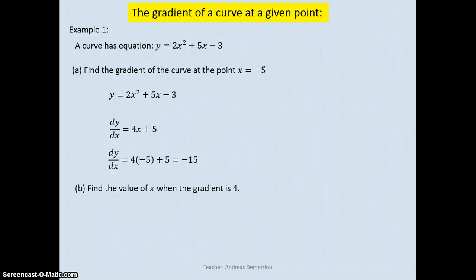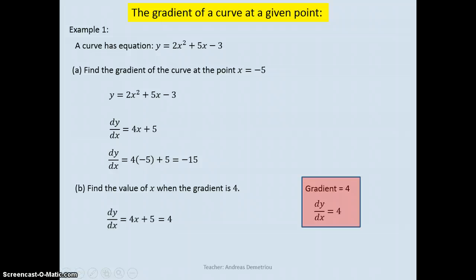Another type of question that may arise is to find the value of x when the gradient is equal to 4. So gradient is equal to 4 means that dy dx is equal to 4, but we see that dy dx has this equation, so 4x plus 5 is equal to 4, and we solve for x, and we see that x is equal to minus 1 over 4.